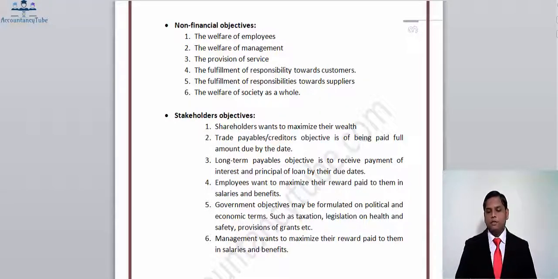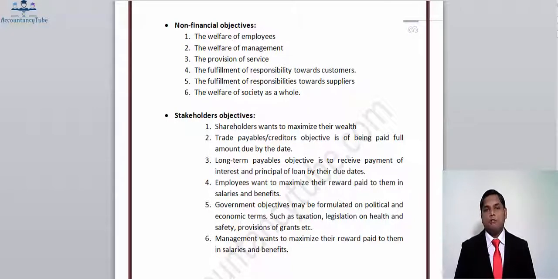Then fulfillment of responsibility towards the supplier is the fifth point, which indicates that our suppliers' basic requirement from the company is that they are paid in full in due time, plus they get constant contracts from us. Obviously, they also want to continue their business with us. We need to provide these two things to the suppliers in order to keep them happy.